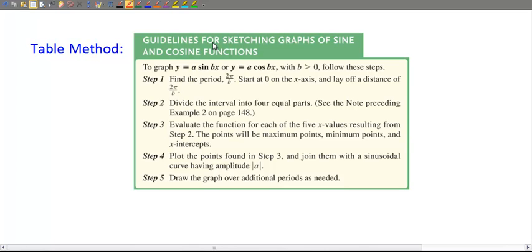Now let's combine graphing both sine and cosine when we have changes to both the amplitude and the period. I'm going to show you in this first example two methods to be able to do that. Both methods are supported in the textbook. The first method is what I call the table method, where we're going to have a series of steps that we go through and we're going to end up making a table of values. So let's get started.